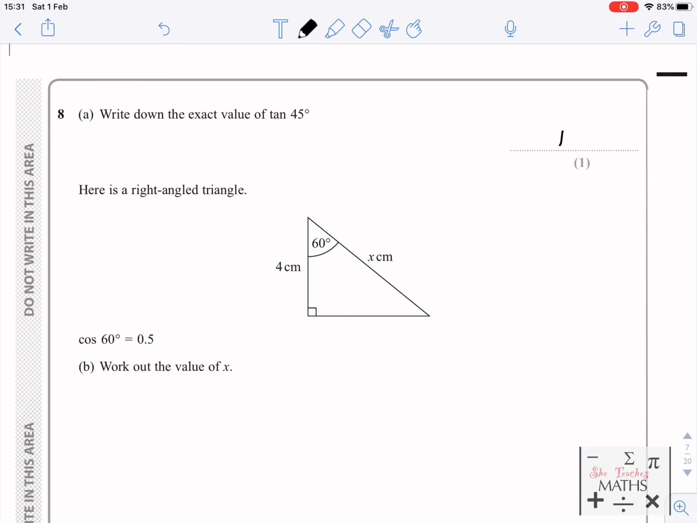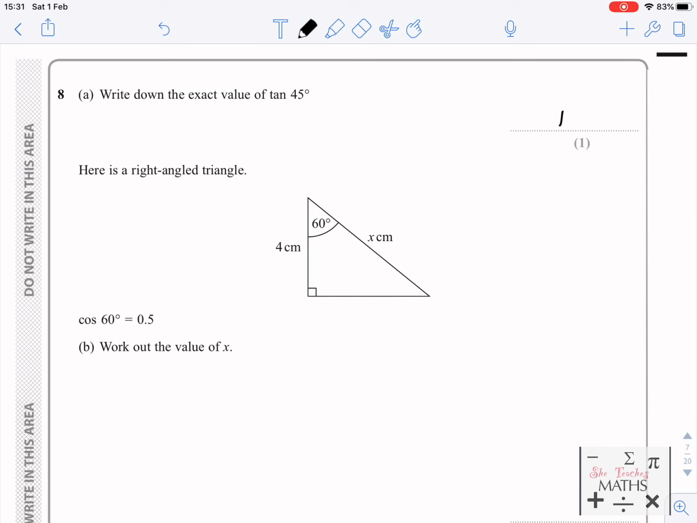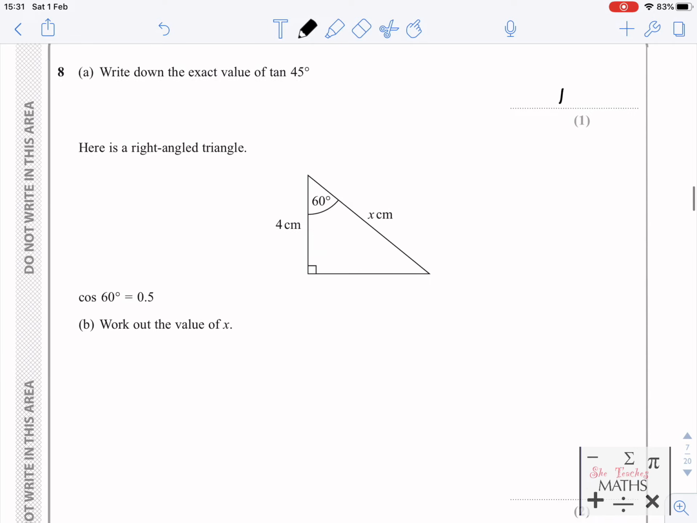So here is a right angle triangle. Cos 60 is 0.5. Work out the value of x. They might not tell you what cos 60 is because it is one of the functions you are supposed to know. But since they've told you that, we can use that in the question.